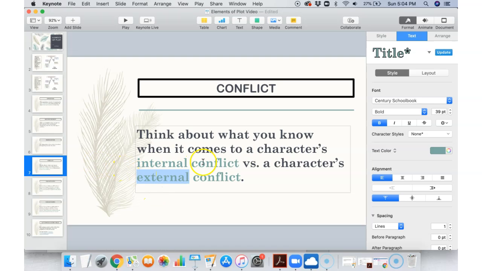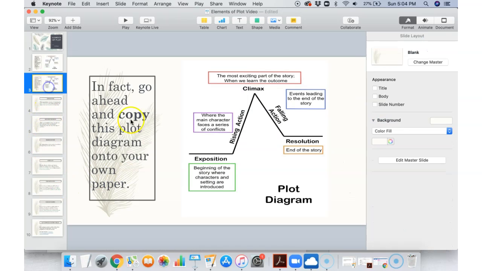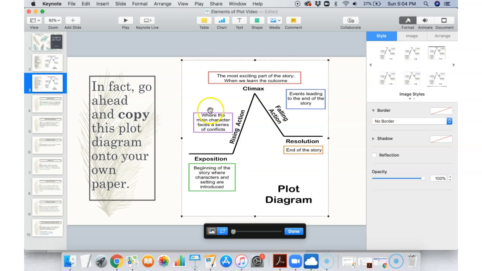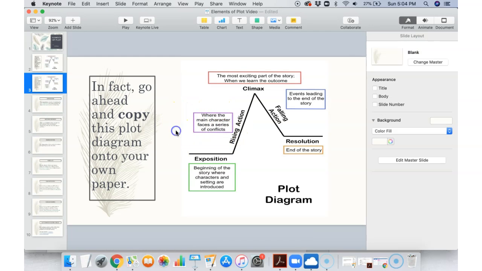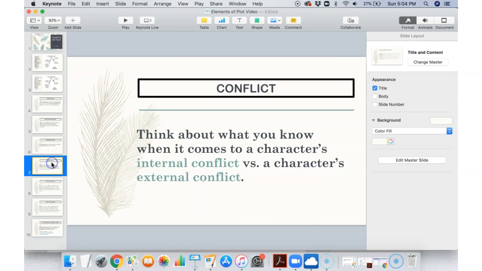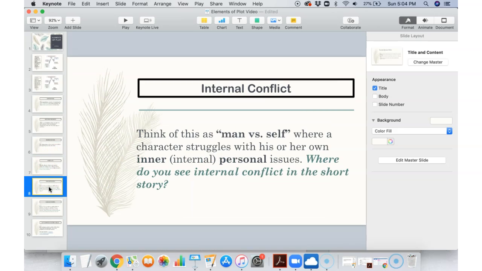Okay, so these are the types of conflicts that you're going to see in the rising action. Okay, so we're talking about this part right here, the rising action. Those are the series of problems that we're talking about. Those are the series of conflicts that we're talking about, okay?